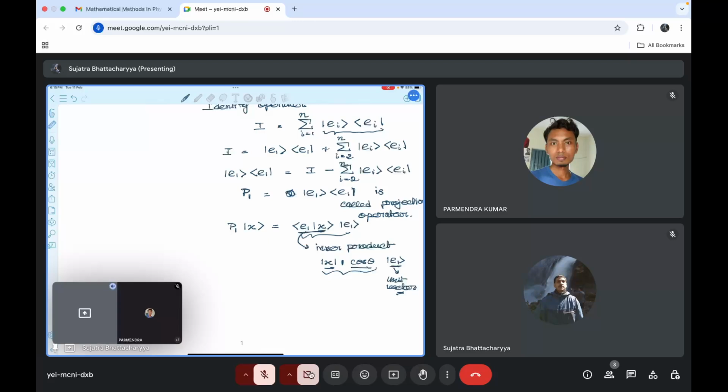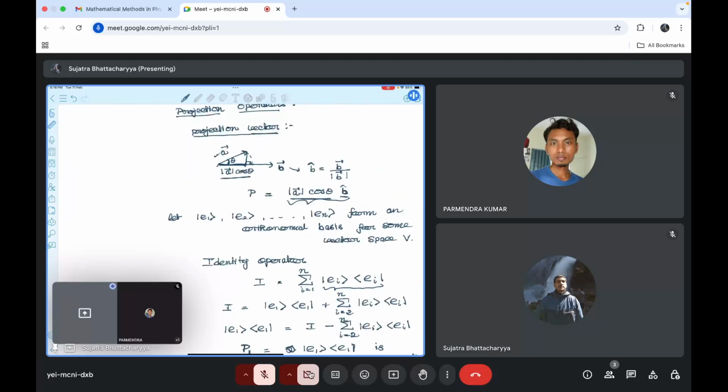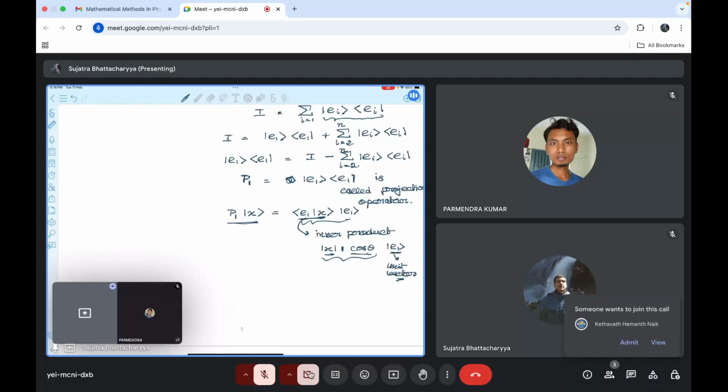So you can see that this P1 of x, the projection operator, is exactly the same as the projection vector which we derived. The only thing is that we took A and B as an example there. Here we are taking the orthonormal basis as an example.